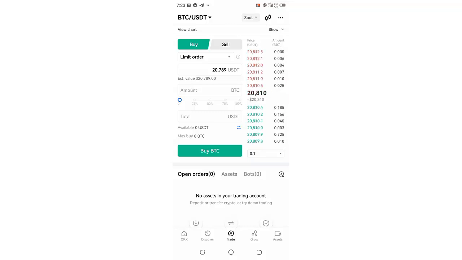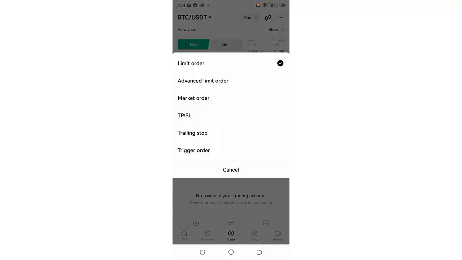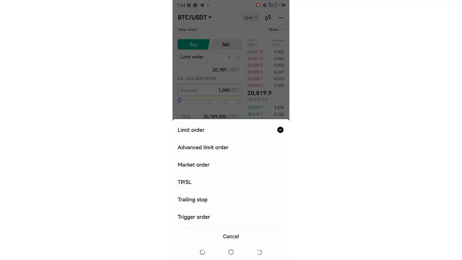20,807. But in this market now, this is how much it is selling here. Okay, you can buy it for this amount here. So let's do something. It's selling here for 20,789 USDT. But here it is 20,017. So let's say you want to buy 100 USDT and you can use the limit order. These are other options that you can use. You have limit order, advanced limit order, market order, TPSL, trailing stop, and trigger order.